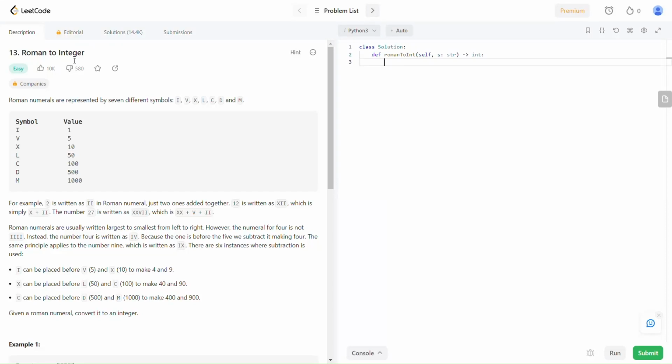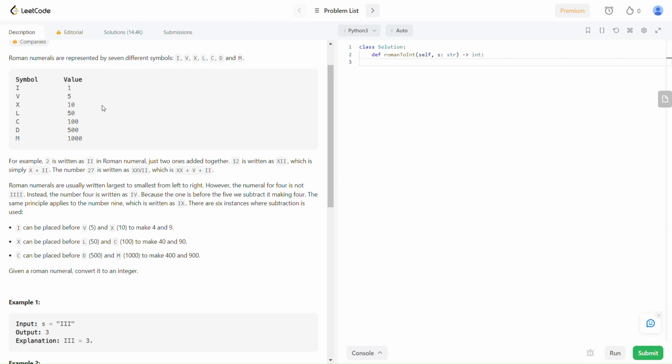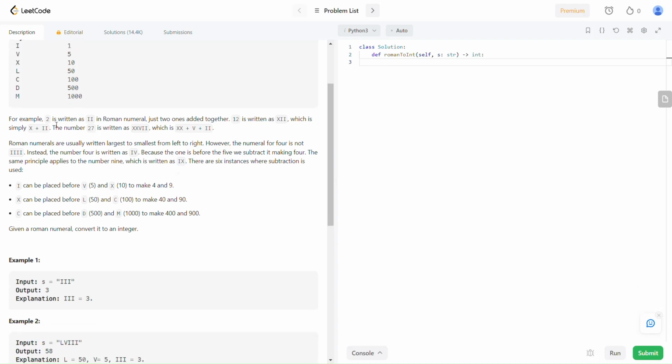Roman to integer. Roman numerals are represented by 7 different symbols: I, V, X, L, C, D, and M. I is 1, V is 5, X is 10, L is 50, C is 100, D is 500, and M is 1000.